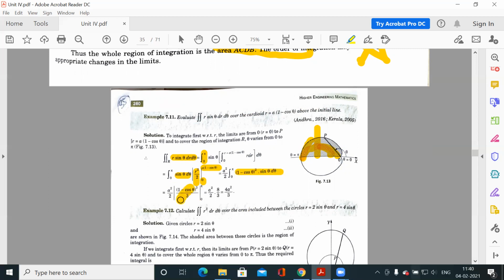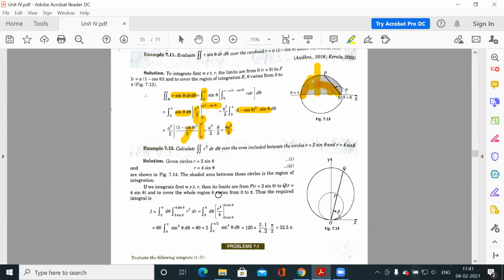Now you have to integrate this with respect to theta. How will you integrate? Take 1 minus cos theta as t. So sine theta d theta will be dt. Then t squared dt gives t cube by 3. This is the integration. Now apply the limits 0 to pi, and you will get this value.